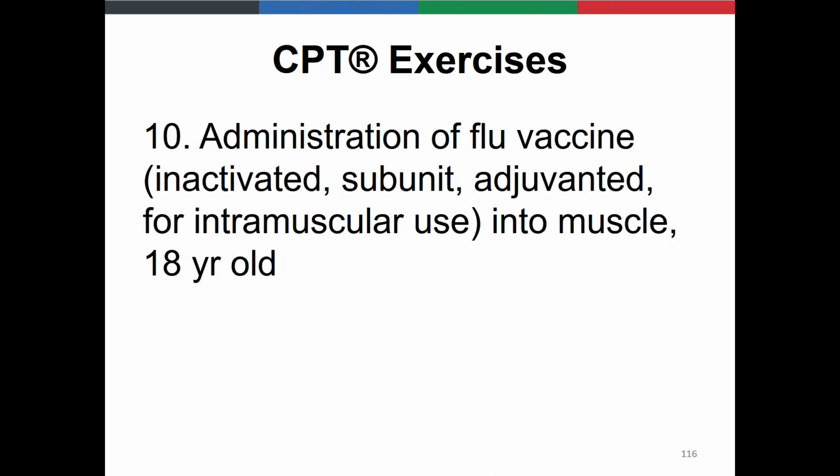90653, influenza vaccine, inactivated. Okay. Subunit, adjuvanted for intramuscular use. So you'll notice that those parentheses there give you the extra code to specify that this was an influenza virus vaccine. Okay.